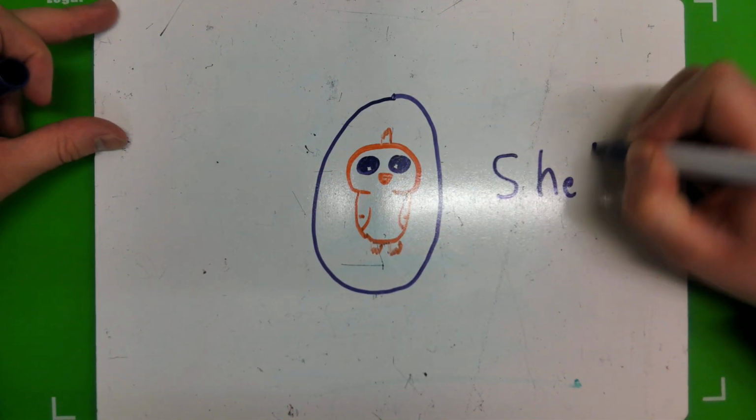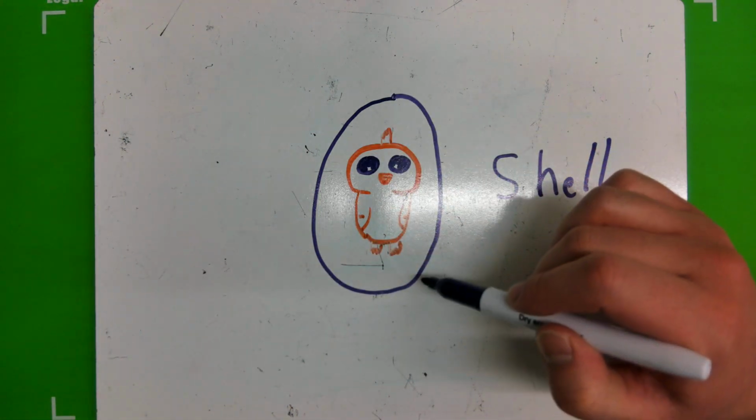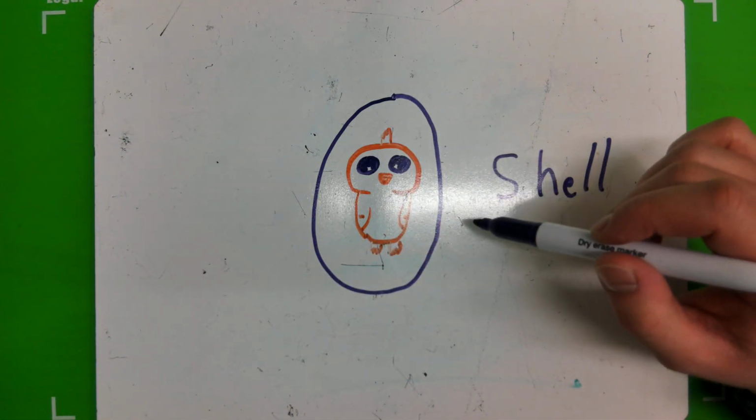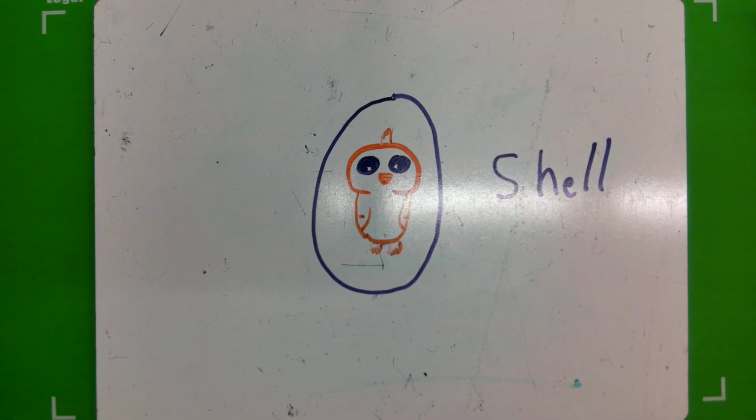So the shell holds itself only by its round form. It's hollow inside, so it can contain different things, like the chick here.